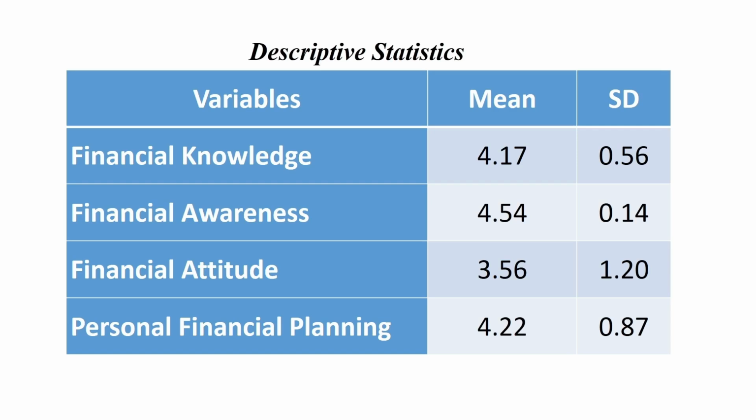But in contrast, financial attitude recorded the lowest mean, that is 3.56, indicating a comparatively moderate financial attitude and greater variation in respondents' attitude. Overall, the findings suggest that respondents possess strong financial awareness, knowledge, and planning practice, while financial attitudes differ more substantially across the individuals. Here, the mean value lies between 1 and 5 because it has been derived from the 5-point Likert scale data.